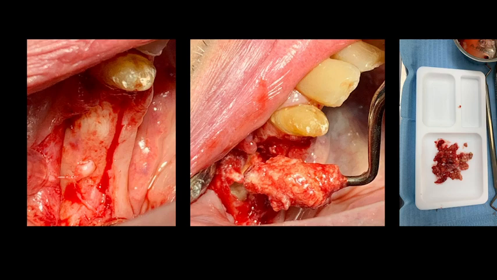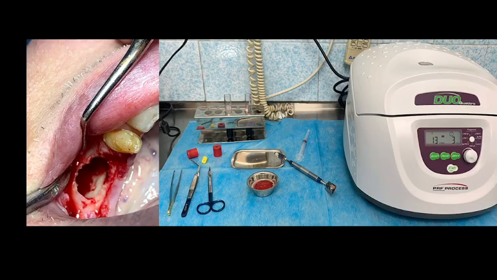As we can see, we performed a full mucoperiosteal flap. We can see that the cyst is large, and we can see the sinus tract of the cyst. Then we made a hole inside the cyst and started cleaning it with curettage and irrigation. We can see the large quantity of yellowish cystic fluid coming out of the cyst. After fully cleaning the cyst with curettage and laser, now we want to perform our treatment.